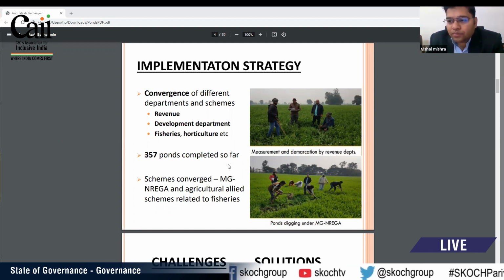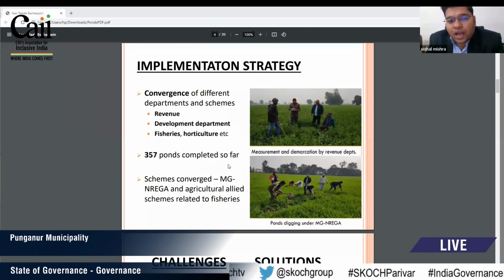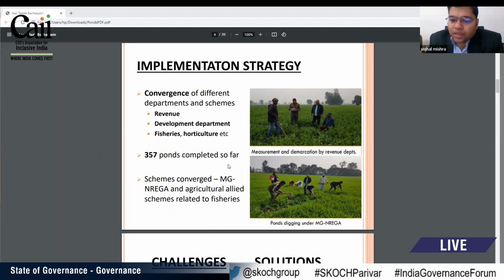In this regard, I would like to mention that the Amrit Sarovar scheme was launched by the central government last year, but this initiative has been undergoing in district Udham Singh Nagar for the last 3.5 years. In Amrit Sarovar there is a condition that the pond should be 1 acre or above, but we have developed ponds of any size.